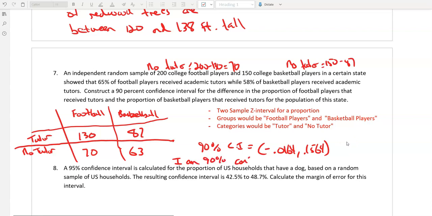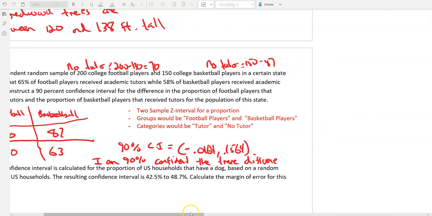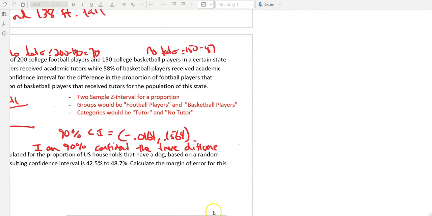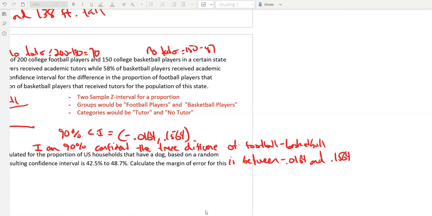Which means I am 90% confident the true difference of football minus basketball is between negative 0.0164 and 0.1564. So that's the true difference.